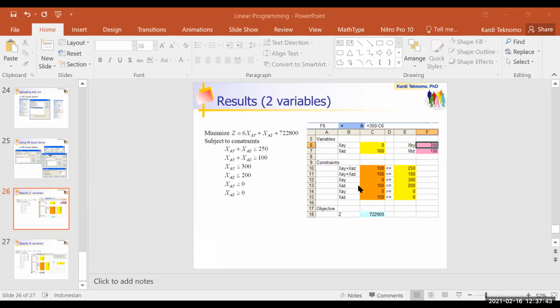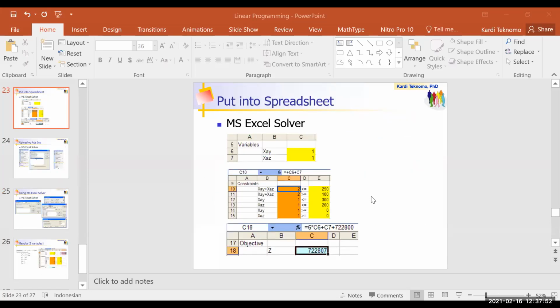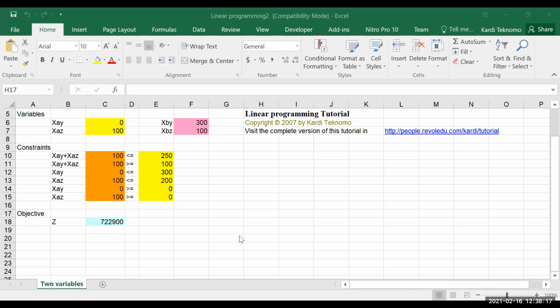So XAY is 300, right? So you will get a different formulation, but eventually you will get exactly the same result. Here I get this value, 300 and 100. Let me share the screen for that. So here I use two variables. So again, I get this result.